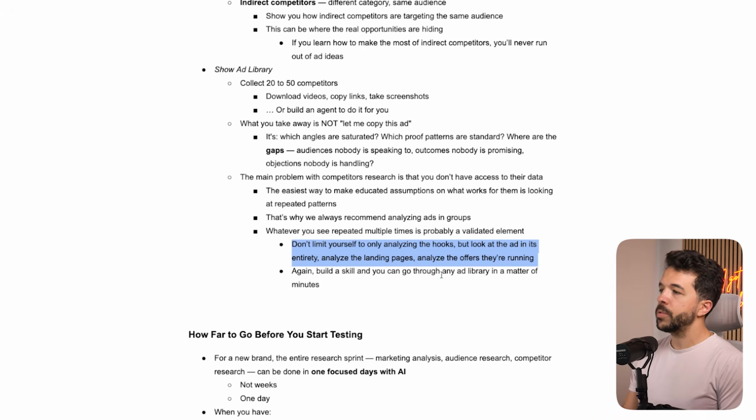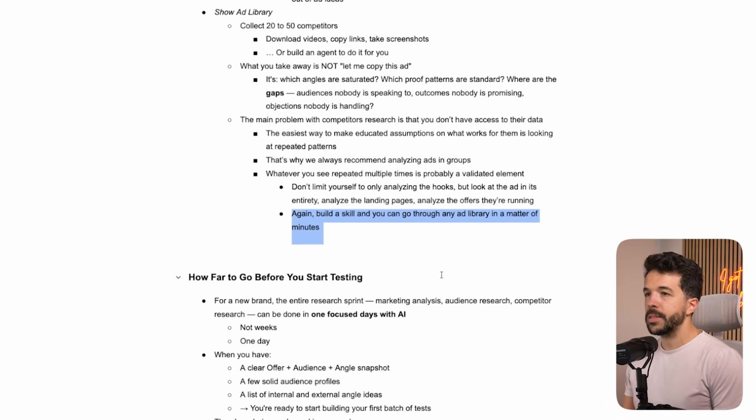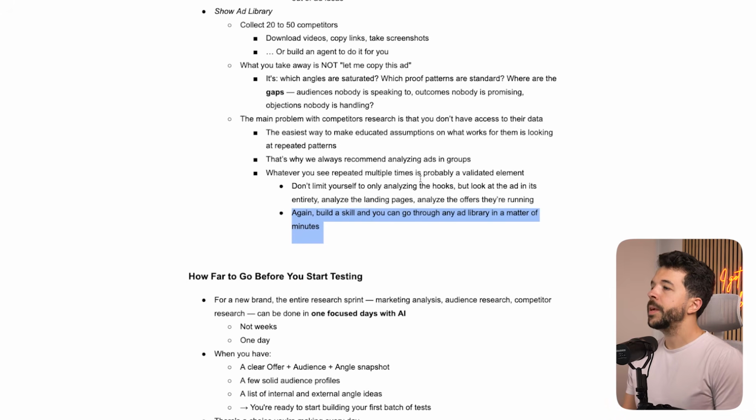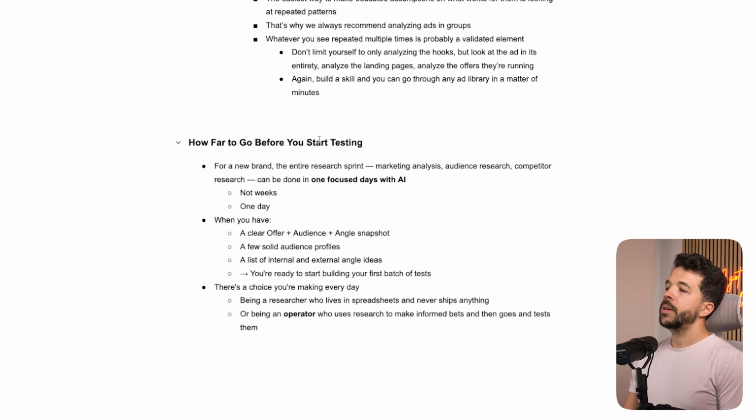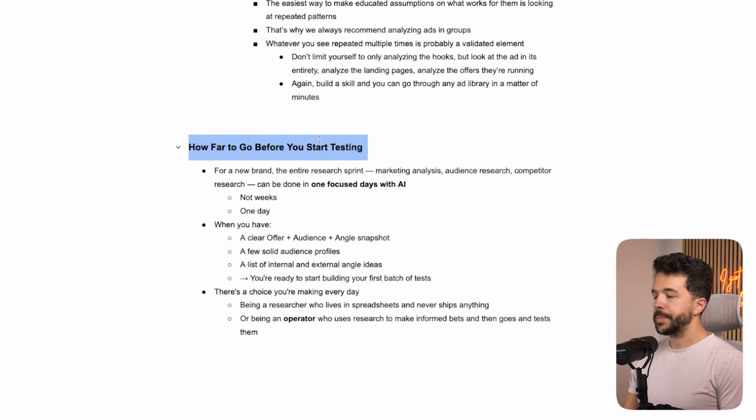Again, you can build a skill to do that, and I believe that's the right way to go about it right now. But looking at what they're offering is incredibly important, especially if they are direct competitors. Now, before we wrap up the research part, once again, how far you want to go before you get started with actual running ads. For a new brand, the entire research sprint, marketing analysis, audience research, competitor research, can be done in one focused day with AI.